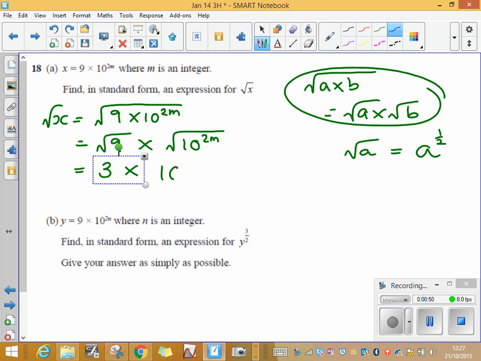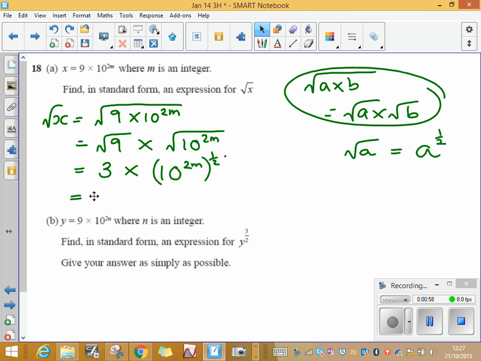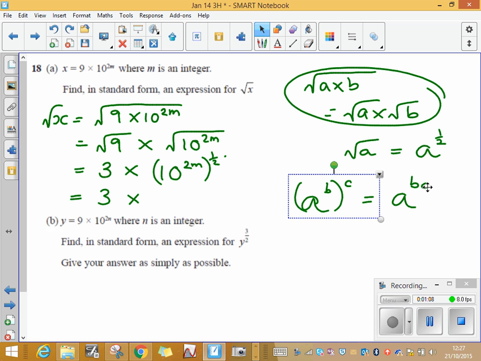But if I write it as 10 to the power 2m, to the power a half, then it becomes a little bit more pleasant. So I'm going to leave my 3 there. I know, because of my laws of indices, that if I've got a to the power b and it's to the power c, then all I need to do is multiply together the two powers to get a to the power bc. So here I've got 10 to the power 2m to the power a half. I'm going to multiply together these two powers, and a half times 2m is just m. So my expression for the square root of x is 3 times 10 to the power m.